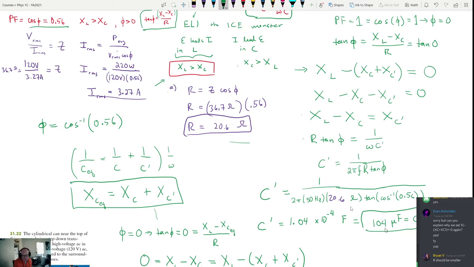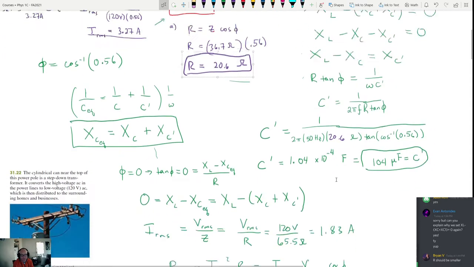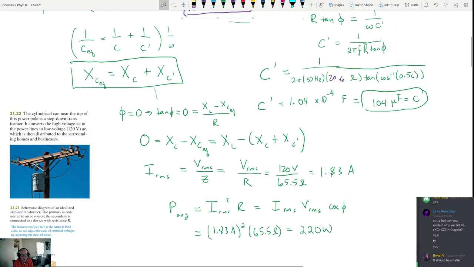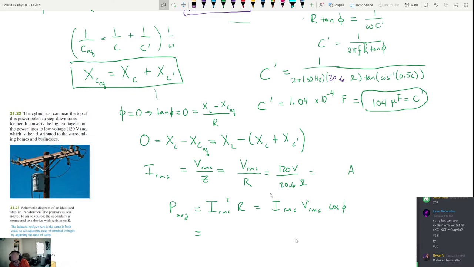And then when we go back over here and solve for the power, this number here was wrong. So this would be wrong. All of these are wrong. Okay, so it was a different value, so it's 20.6 ohms now. And that will give us a little less than 6 amps, 5.8 amps.